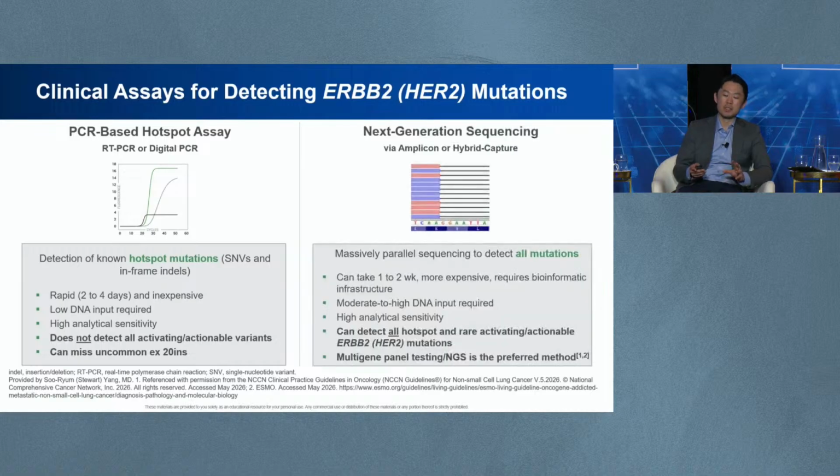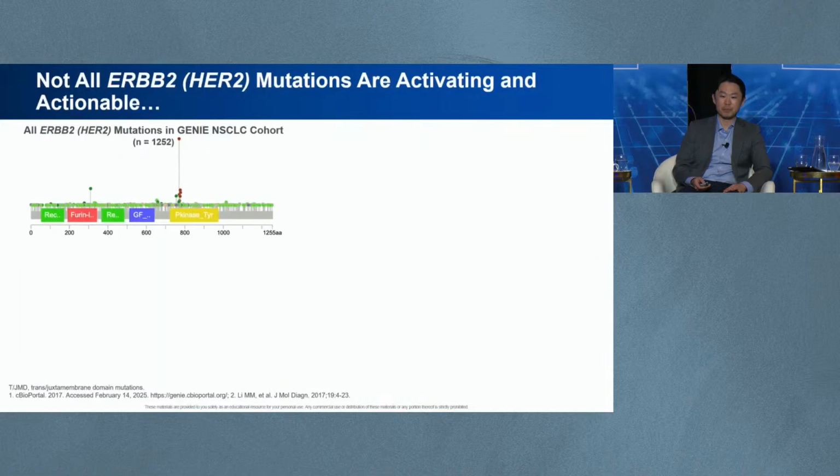Now, in contrast, of course, we have next-generation sequencing, or NGS, which takes a little bit more time, from 1 to 2 weeks. It's a little more expensive and requires a little more DNA, but it can detect all hotspot as well as rare activating mutations in HER2, and other actionable targets in non-small cell lung cancer. And so right now, as it stands, this is really the gold standard. Multi-gene testing using NGS is the preferred method for activating HER2 mutation detection.